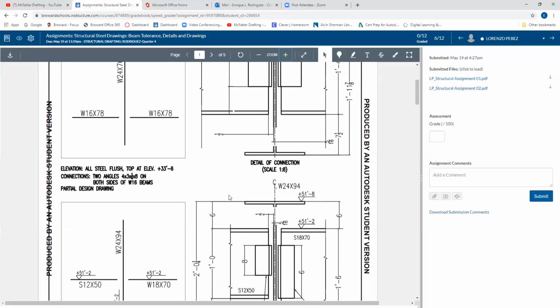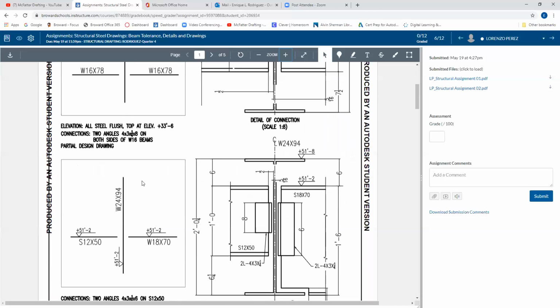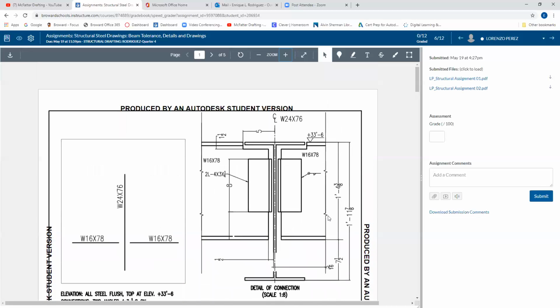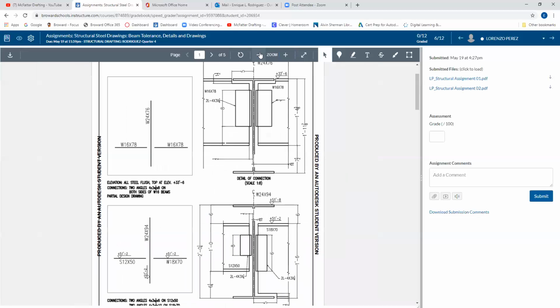Okay, so the scale of this is a little bit off, so you need to follow the demonstration on that. This I think may be correct, but the dimension style is not clean in terms of what we're looking for. It didn't get modified. So this is your first one. Let's go ahead and go to the second one.